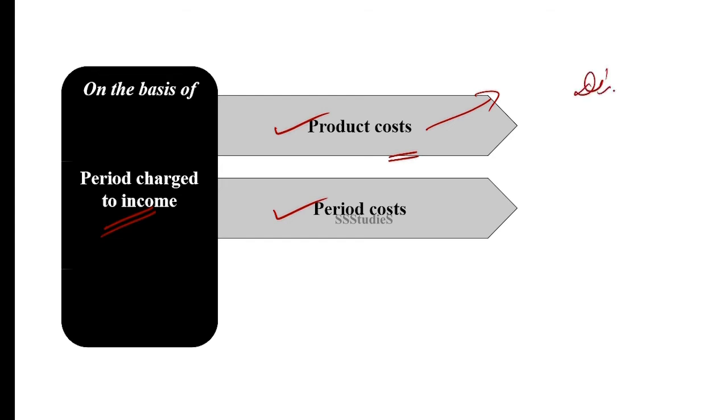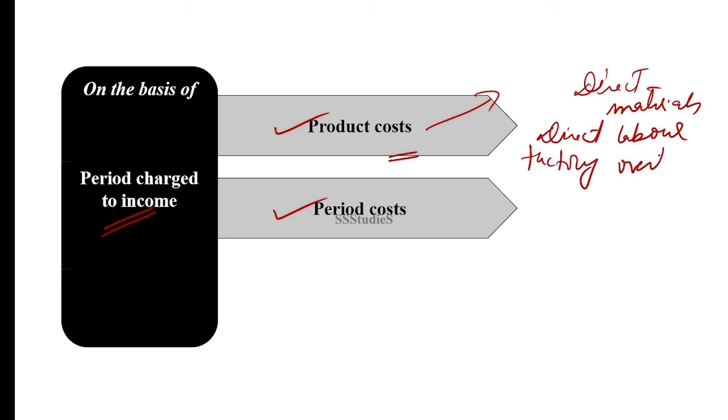Such type of costs are called product costs, and the usual examples for product costs are direct materials, direct labor, and factory overheads. These are called product costs. So if production is not there, these costs are not incurred. If production is there, these costs are incurred.